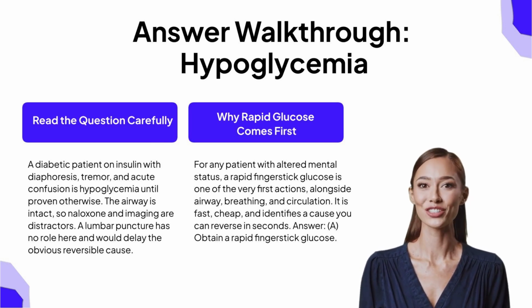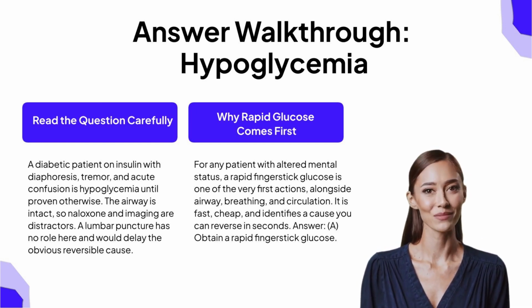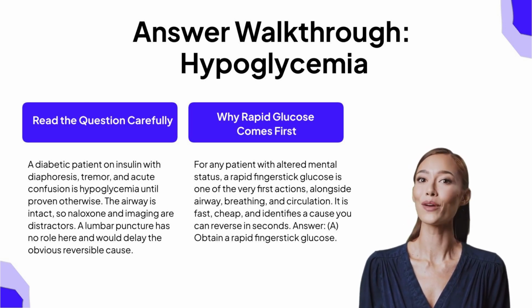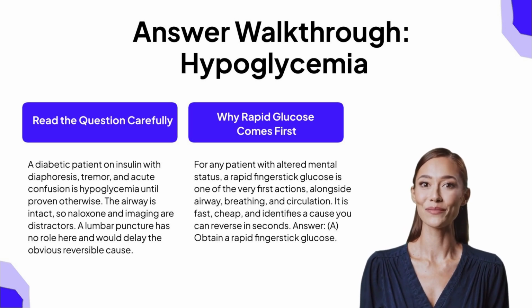Now look at what the question tells you. Her airway is intact and she is breathing normally, which makes naloxone and emergency imaging distractors. A lumbar puncture has no role here and would only delay the obvious reversible cause. So why does rapid glucose come first?